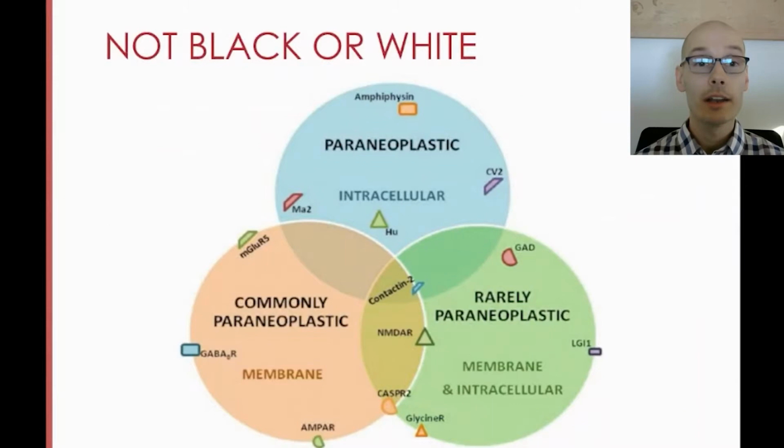And I have this Venn diagram to illustrate. So there are different antigens, autoantibodies here. And we mentioned some of the classical paraneoplastic ones, such as amphiphysin, CV2, Hu, Ma. These are very often associated with a cancer. However, some of the ones that are cell surface or extracellular sometimes are not associated with a cancer. And then you have, for example, LGI1. That one particularly, in many cases, is not paraneoplastic. However, when you look at the NMDA receptor autoantibody, there is a link to ovarian teratomas. So, you know, this is a very not black and white field.